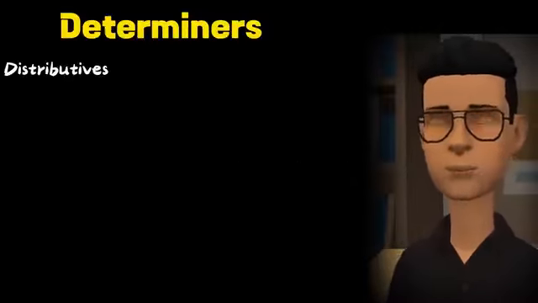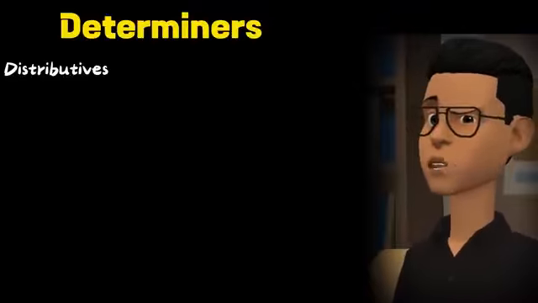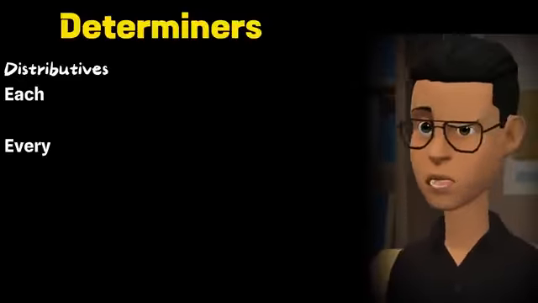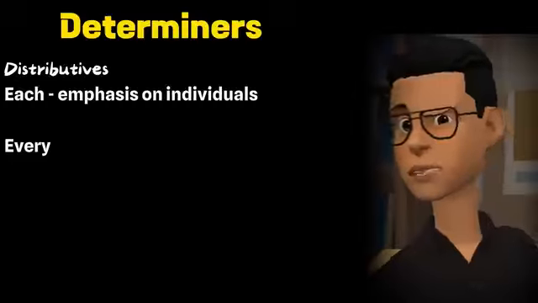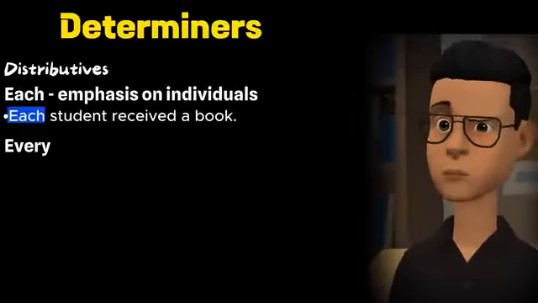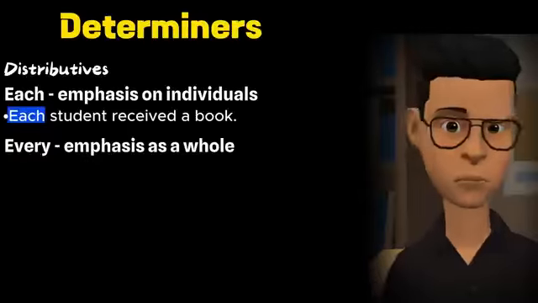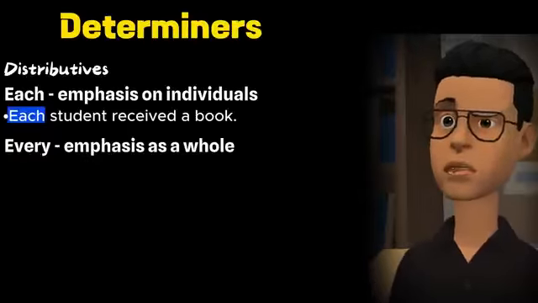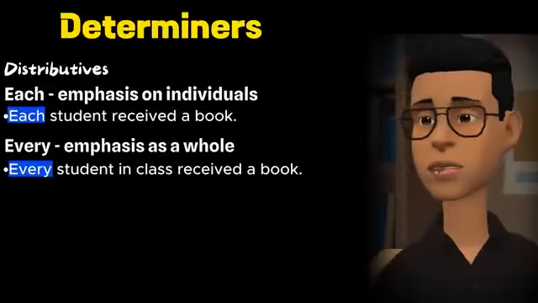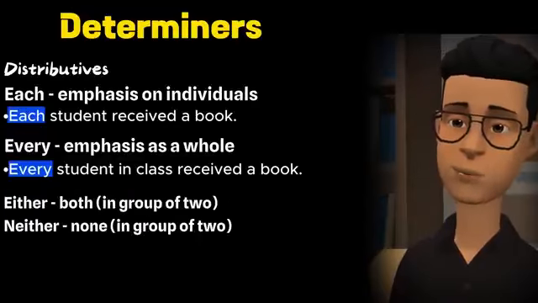Distributive determiners. They refer to members of a group. To refer individual members of a group, use each and every. What is the difference between each and every? Each is used when you're talking about individual items or people separately. For example, each student received the book. On the other hand, every is used when you're talking about all the items or people as a whole group. For example, every student in the class received the book. If there is a group of two, and if both of them are referred, it's either, and if none of them are referred, then neither.